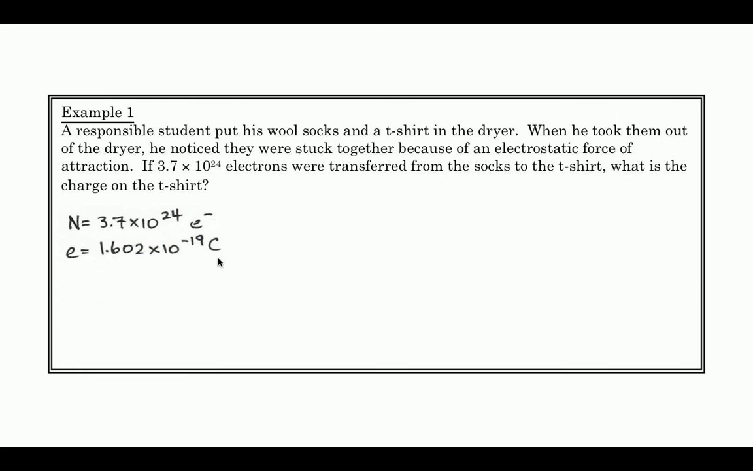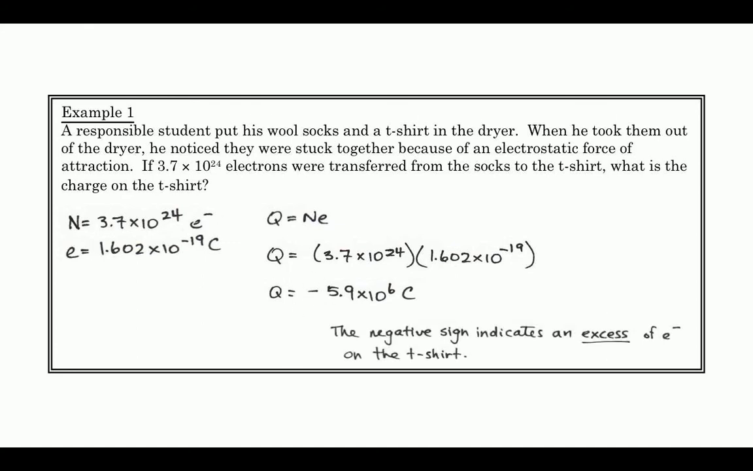Well, we know that this t-shirt now has 3.7 times 10 to the 24th electrons. And we know what the charge on one electron is. It's 1.602 times 10 to the minus 19 coulombs. This never changes. So Q is equal to Ne, and I make my substitution, and I solve. And I give this a negative sign because it means that the t-shirt has extra electrons on it, and so this t-shirt now is charged negative. So I get 5.9 times 10 to the 6 coulombs.